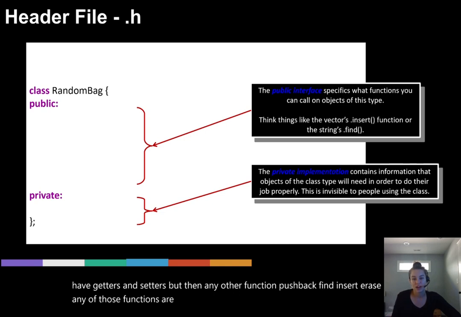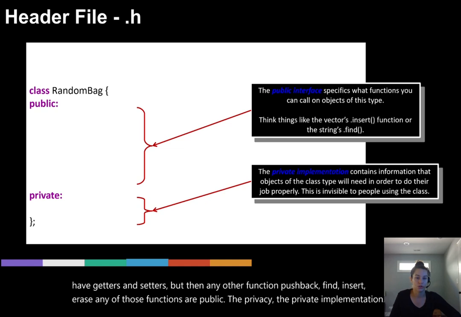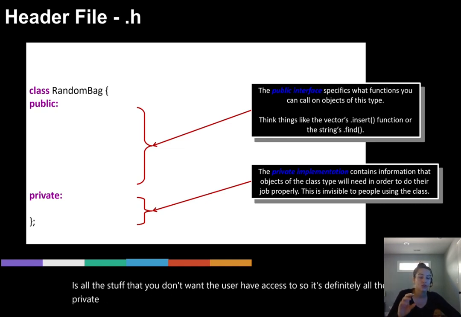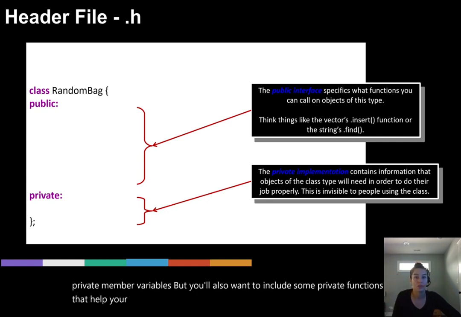The private implementation is all the stuff that you don't want the user to have access to. So it's definitely all the private member variables, but you'll also want to include some private functions that help your code, particularly help decompose your code, but that you don't intend for clients to use.